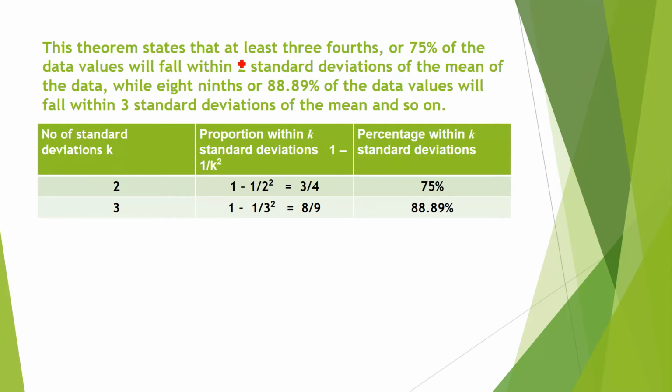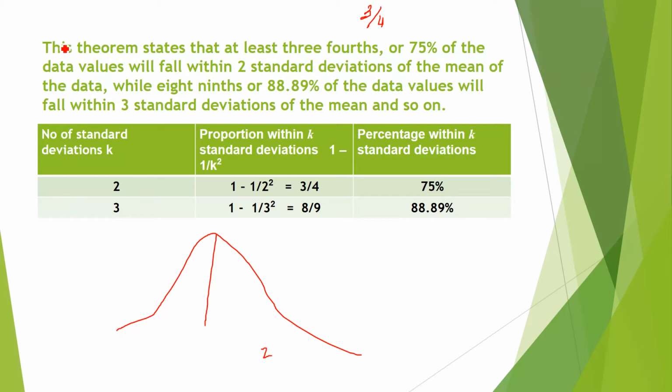This theorem states that at least 3/4, which means 3 by 4, which we had calculated in the last slide, or 75% of the data values will fall within 2 standard deviations, right? Suppose we have this graph and we have a mu here, the mean here, so 75% of the data will fall within 2 standard deviations. 2 standard deviations on the right hand side means 2 sigma, or 2 here on the left hand side.